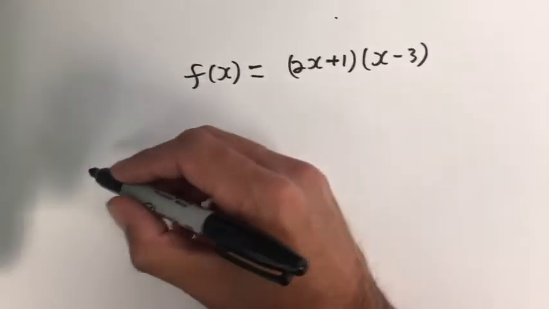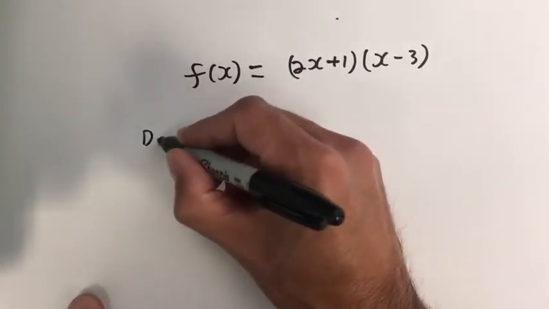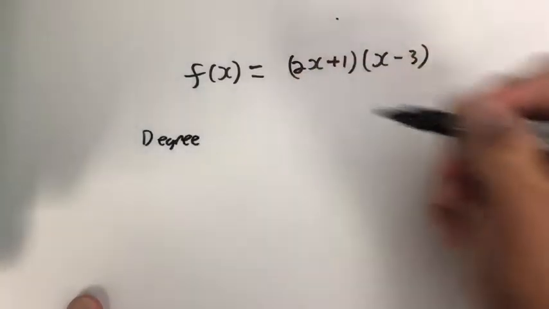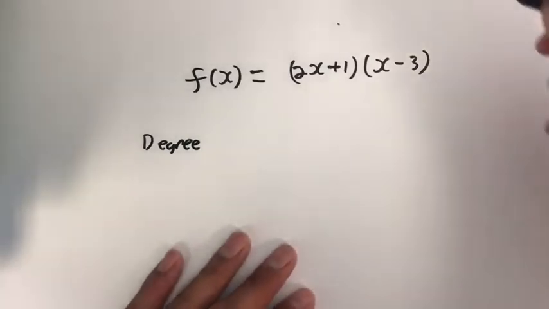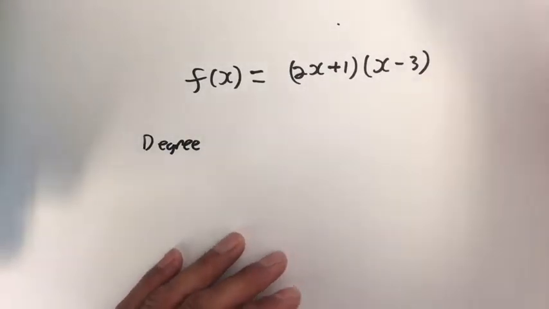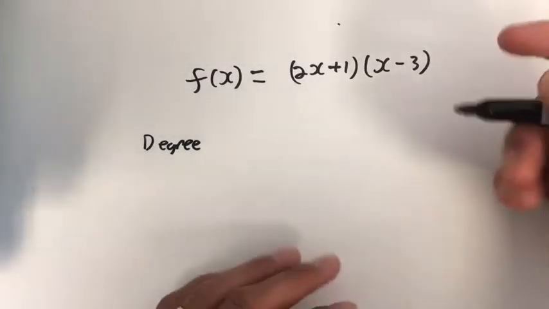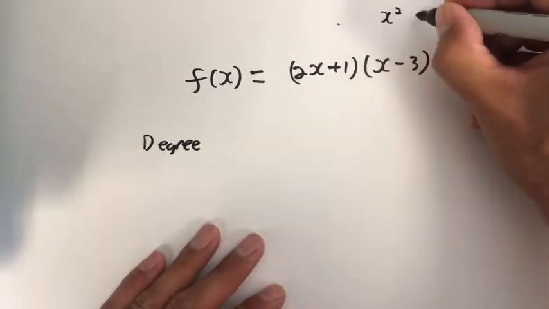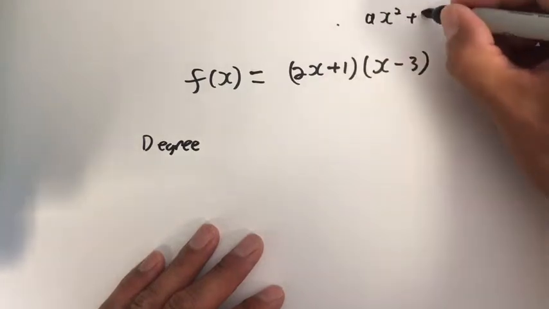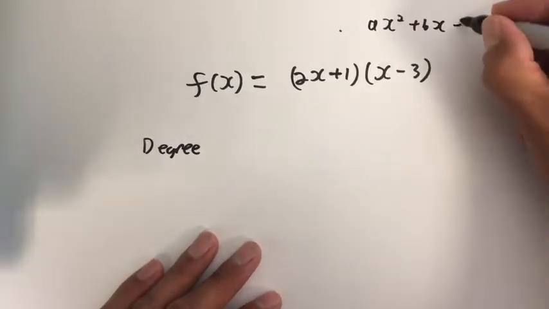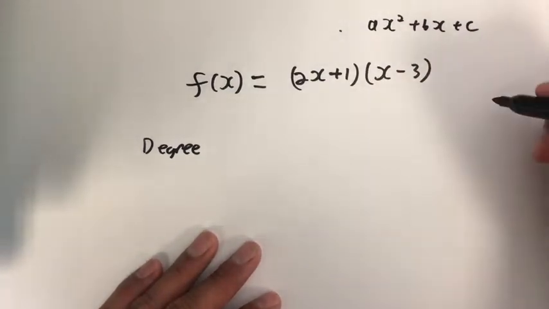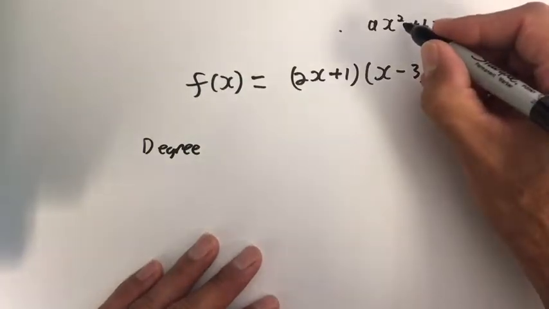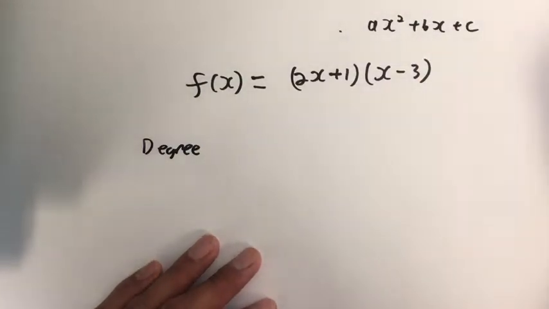Now, the first thing we're going to do is identify the degree. To find the degree of a polynomial is the largest exponent. So if this was expanded out, I'd have a term with x squared, plus a term with x, plus just a constant term. My highest exponent is a 2, so the degree of this is a 2.